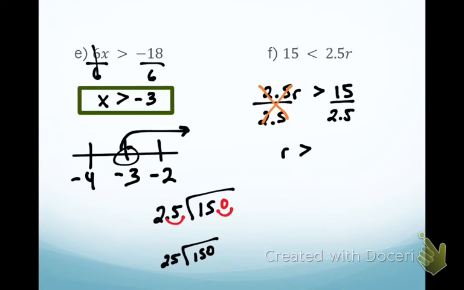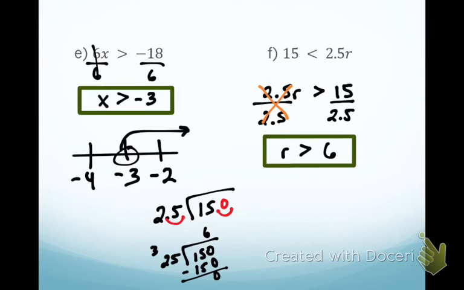She says, is it 6 or 7? Let's try it out. 6. 6 times 5 is 30. Carry the 3. 6 times 2 is 12, plus 3 is 15. So it is 6. All right, so guys, is there anything else I need to do with the r is greater than 6? No, I did not divide by a negative number on both sides, so that's the correct answer.